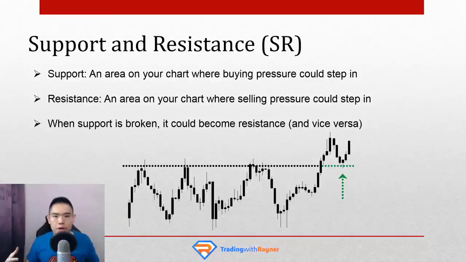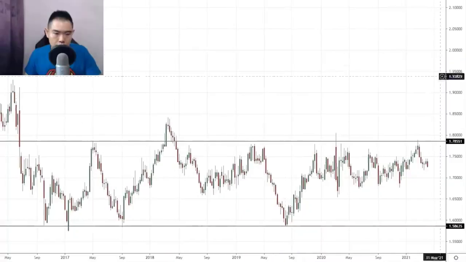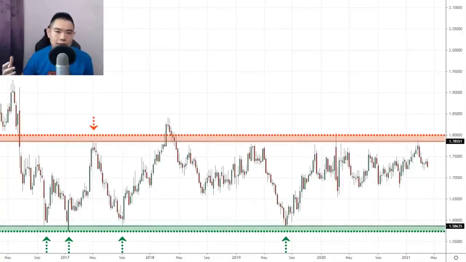So let me share with you a few charts so you can let this concept sink into your head. The first one here is pound Canadian. If you look at this weekly time frame chart, which I've marked, you can see where your support and resistance areas are. Support tested once, twice, three times, four times. Then you have resistance tested once over here. And this is why I said it's an area on your chart.